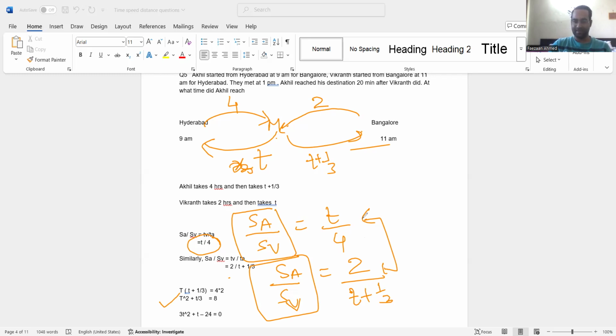T is equal to 8 by 3. But the more important idea is that it comes from the speed of Akhil, S1, and the speed of Vikrant, S2, being t by 4. You can solve this question, and this is a very common CAT question as well. There are more types in this, but for now I've used this. So this is a good question. I thought it tests the fundamental concept, and therefore I thought to share this question with you.